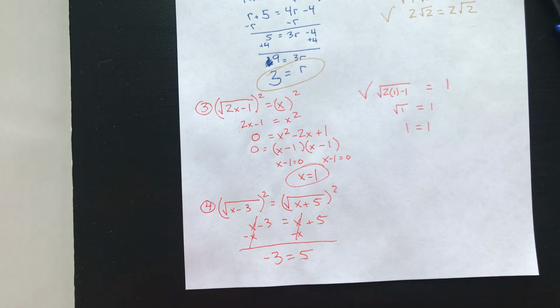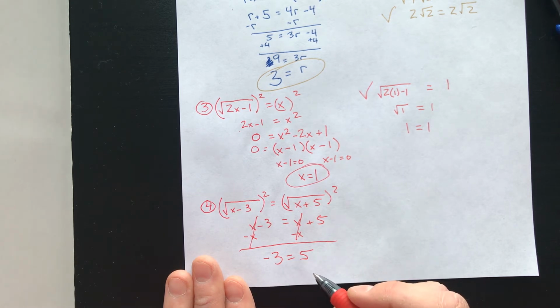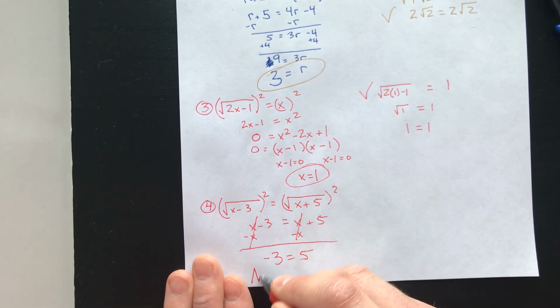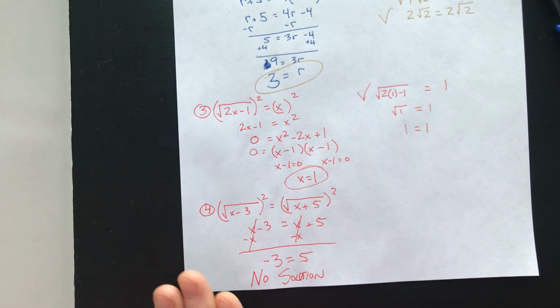That's a problem, and this will happen on some of your questions. Negative 3 does not equal 5. So what's the answer? No solution. There's no solution to that. So you can just stop.